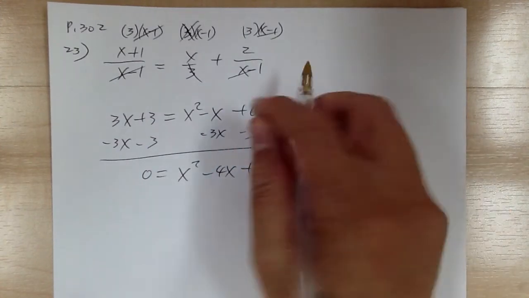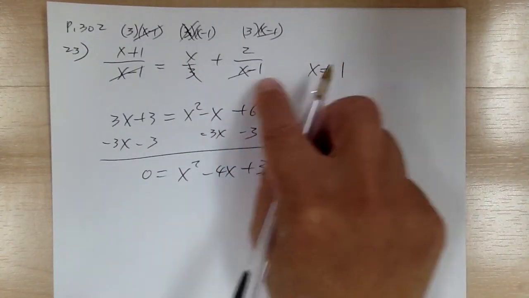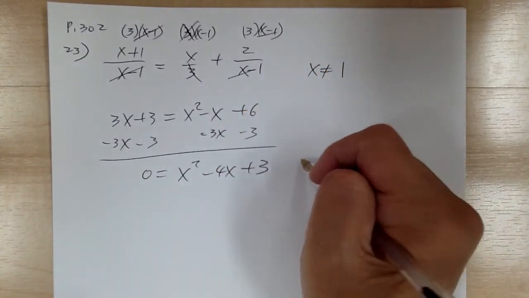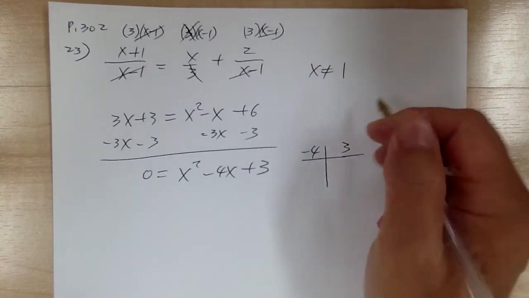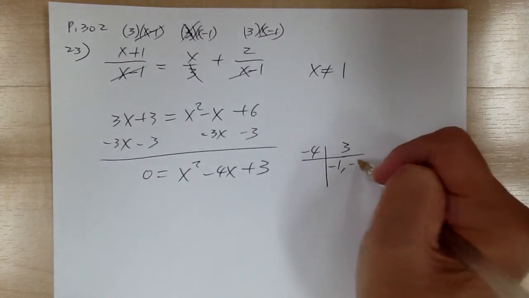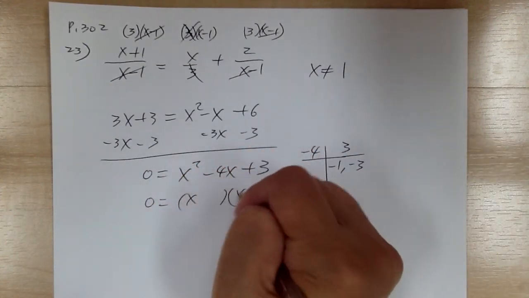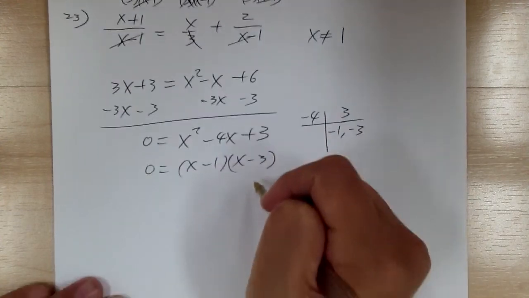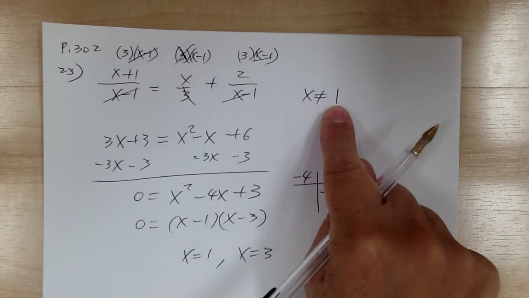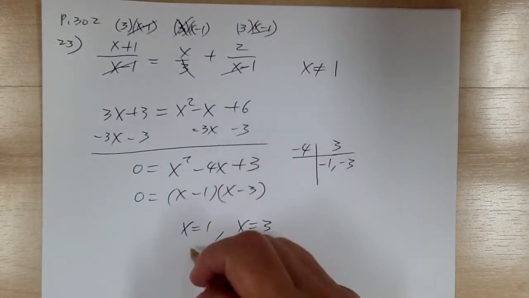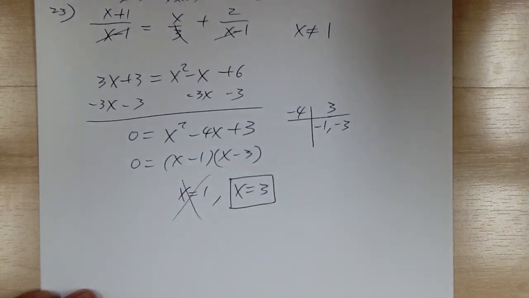Okay, and by the way, you got to make sure you have the restriction. So x cannot equal to 1. Okay, so make sure you put that over here. And let's do the factoring. So you got negative 4 and positive 3, so negative 1, negative 3. So you got x equal to 1, x equal to 3. But remember the restriction. Okay, so this one is no good. So the only answer that is good is x equal to 3.